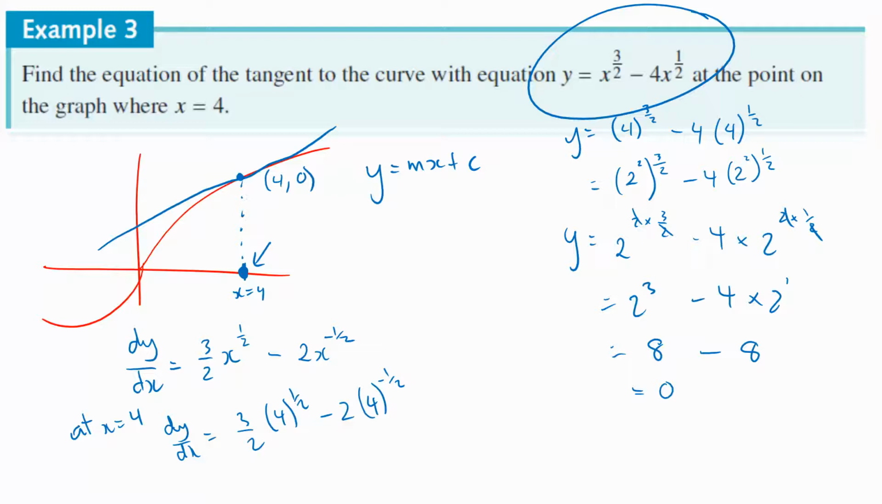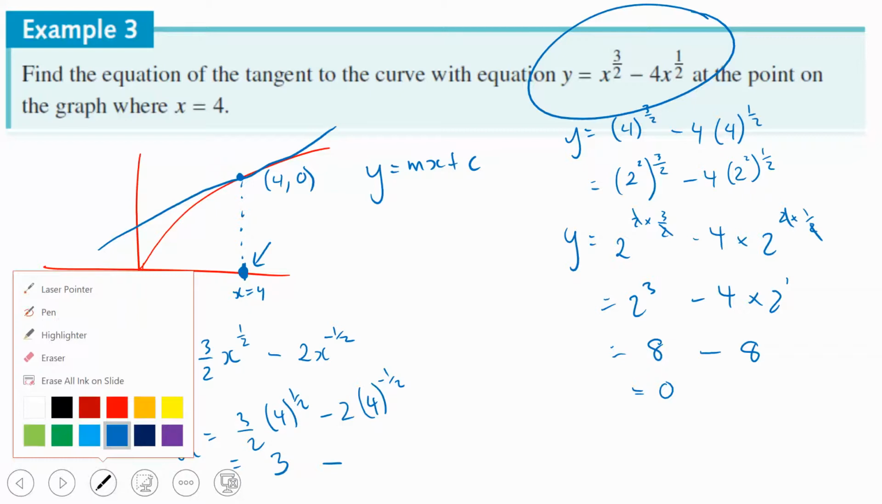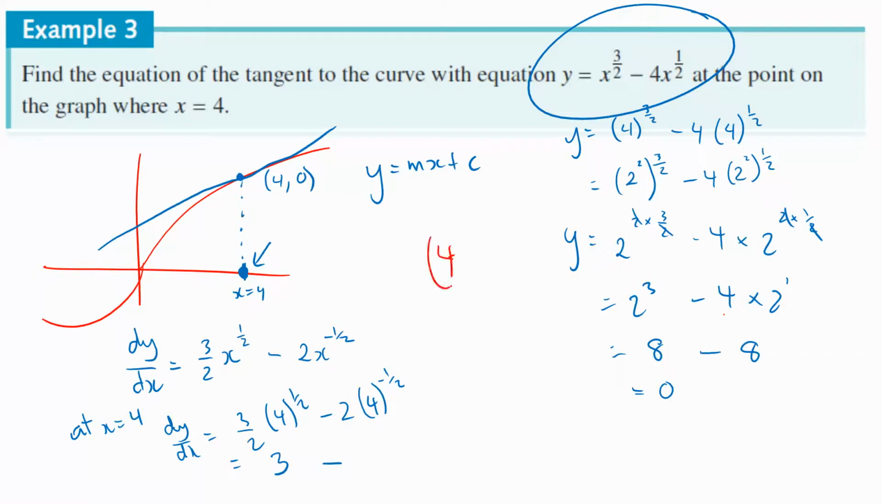3 on 2 times 4 to the power of half. We know that's really just the square root of 4. So 3 on 2 times 2 makes it 3. So this now ends up being 3 minus... What's 4 to the power of negative half equal to? A lot of students struggle there. What's that equal to? Half, right? It'll be half. Yeah. How do you know? Because it would be 1 over the square root of 4, which is 1 over 2. Fantastic. Excellent.